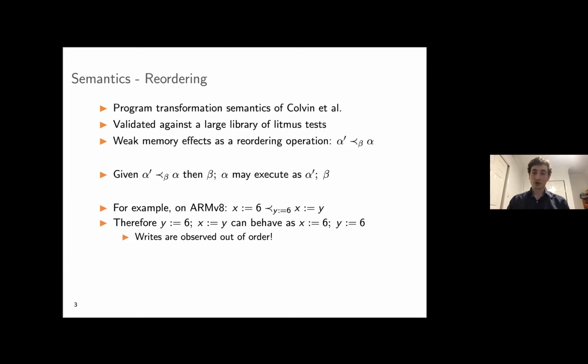And so to give a more concrete example, ARMv8 exhibits the particular reordering X is assigned Y can reorder before Y is assigned 6, as long as it executes as X is assigned 6. And so this is store forwarding, if you're familiar with it, where the Y is assigned 6 is being forwarded onto the right to X. And so therefore, if you were to execute the snippet Y is assigned 6, X is assigned Y, you could instead observe the out of order execution of those runs.